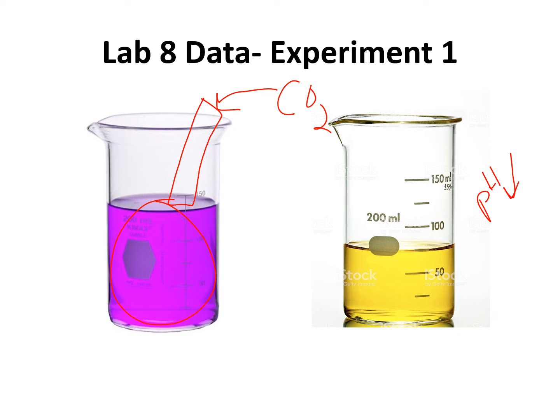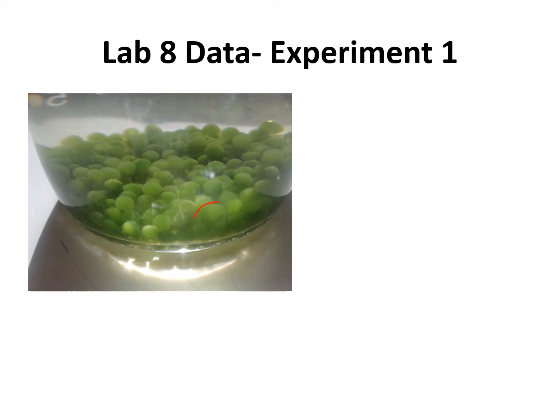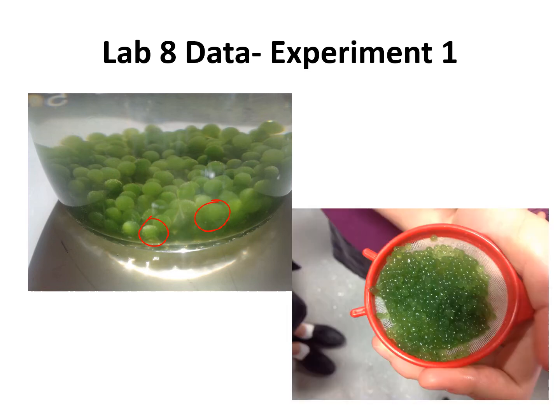Second thing you would have done is to prepare the algae balls. So to prepare the algae balls, you would have mixed algae with some other solutions to form these little balls, sort of like jelly balls of algae. After forming the balls, you would have rinsed them, drained them in a strainer and rinsed them, and then you would set up the vials for the experiment.